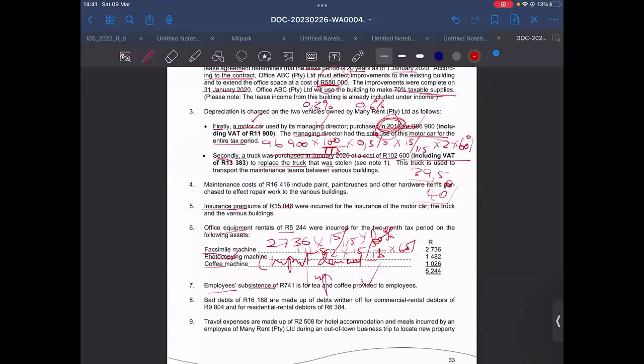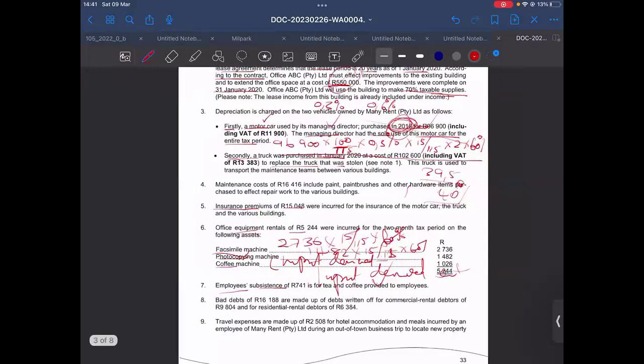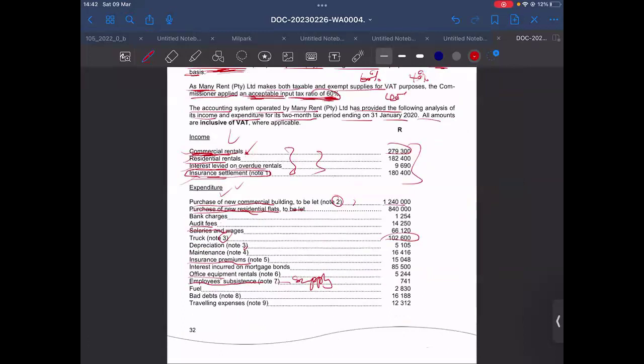Input VAT denied. Why? Entertainment. You only claim input if the employee is required to spend at least a night away from his normal place of residence. Does it make sense? Yes. Then fuel, easy mark, zero rated, no input. Then bad debts.